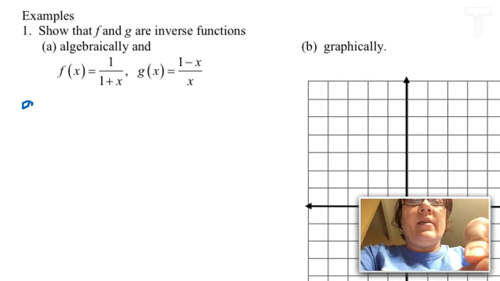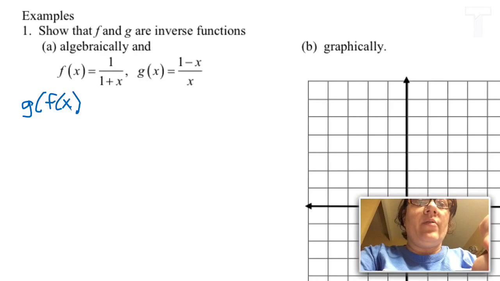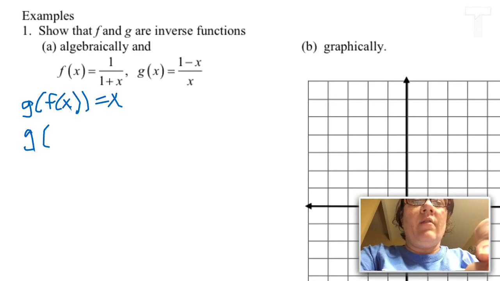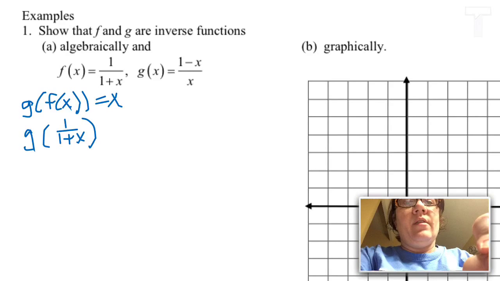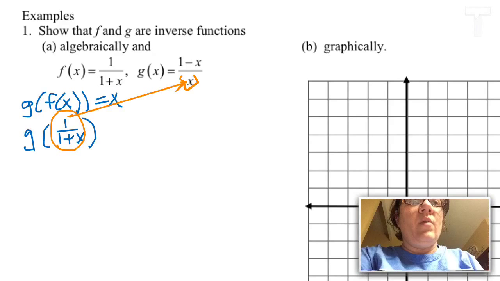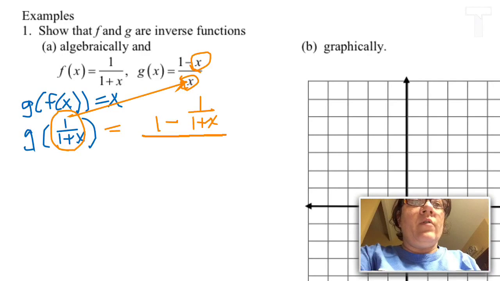So for the second test, I have to check that g of f of x is also equal to x. So I would want to be doing g of 1 over 1 plus x, which means I have to take this stuff and plug it into the g function everywhere I see an x. So it's going to be 1 minus that stuff over that stuff.